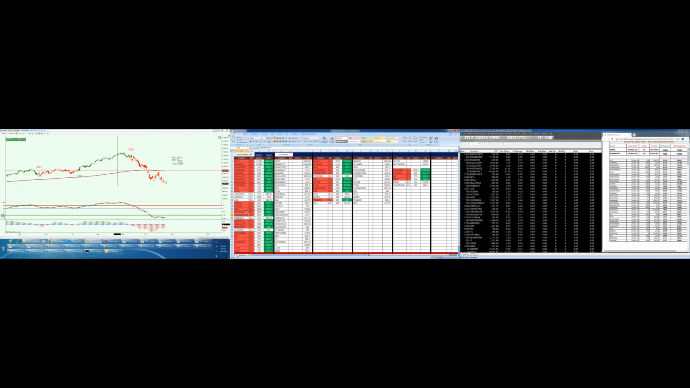So finally, at the end of the day, what you'll have to check is the LTP. If the LTP is in green, then you are in profit. If the LTP is in red, then that particular trade is in loss.